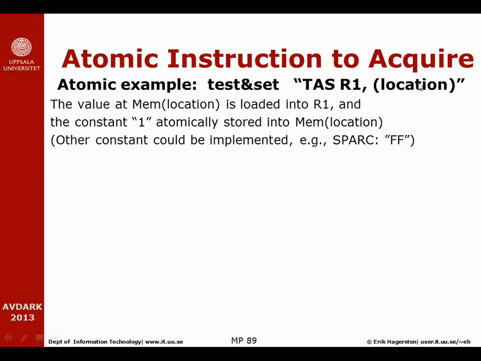So once more, you read the old value of that location into R1, and then you store a new predefined constant into that location. And in an atomic way, no other thread can sneak in and catch you when you're half done with this operation. So this happens as one atomic action. Of course, there could be other constants than one used. At Sun, we used the constant FF, so we wrote all ones into a byte location when we implemented a similar kind of primitive.